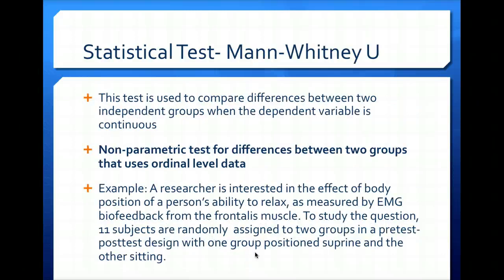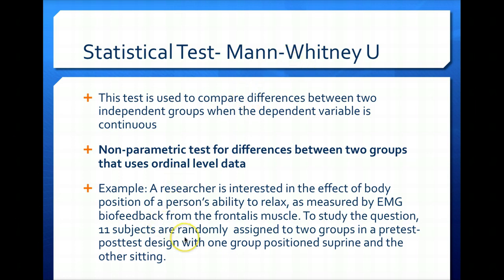Okay. Another one that we often use is the Mann-Whitney U. This is a test that is used to compare differences between two independent groups when the dependent variable is continuous. Okay. As you see, it is in bold. This is a non-parametric test for differences between two groups that use ordinal level data. Now, if you remember what ordinal level data is, it's ranked data. This is why we use ranks within Mann-Whitney U's.